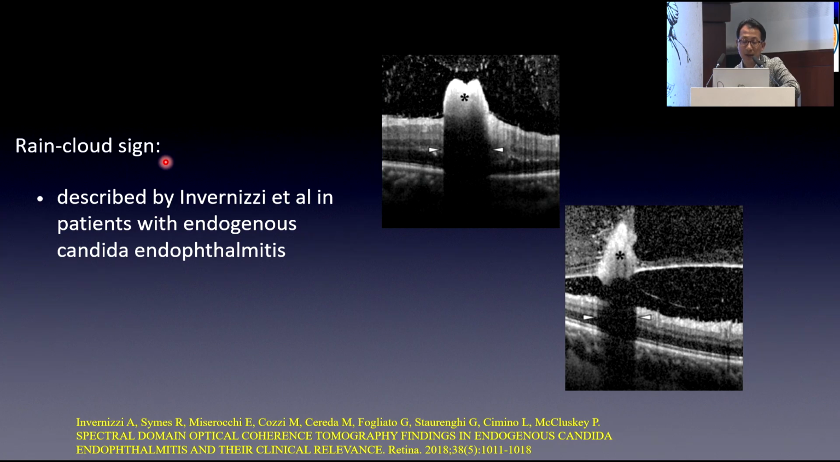Another sign you can see here is the rain cloud sign, which was first described by Invernizzi et al. in a patient with endogenous Candida endophthalmitis. Here you can see the hyperreflective echoes on the retinal surface with backscattering towards the choroidal side.